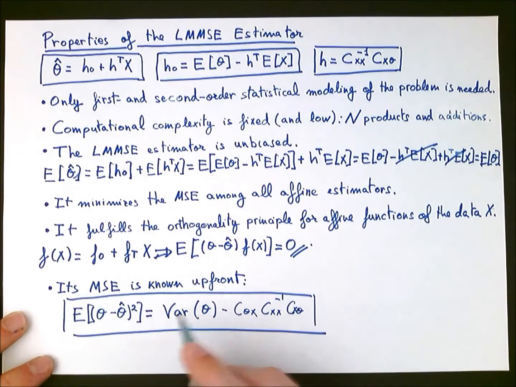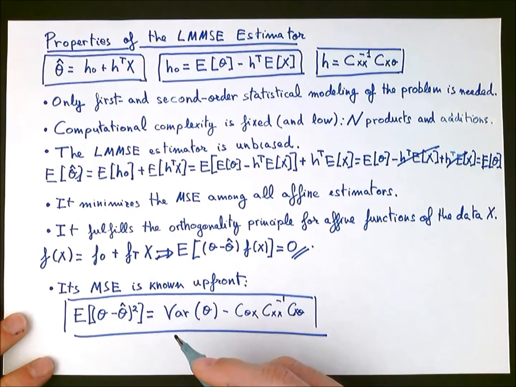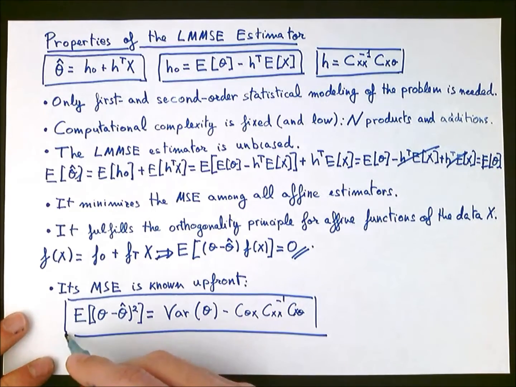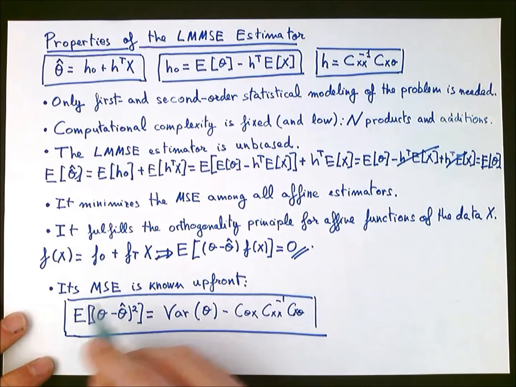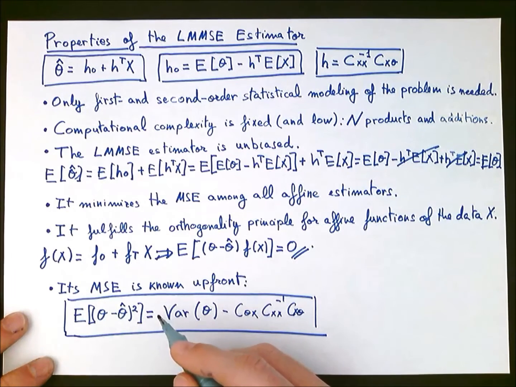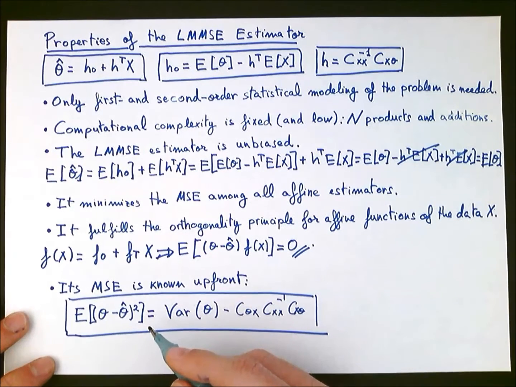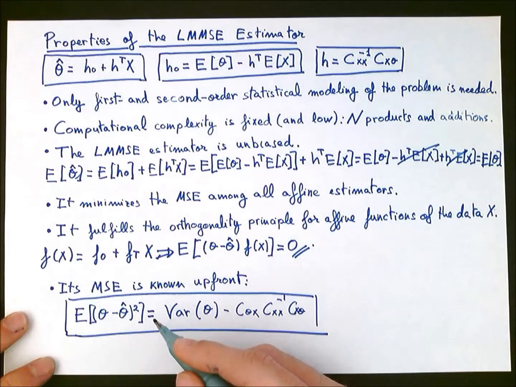The use of this property is that if we are considering implementing an LMMSE estimator for a given problem, we can know in advance, before implementing and testing the estimator, what is the level of accuracy that we can expect by applying an LMMSE. Therefore, we could decide whether the LMMSE is a good choice for the problem at hand, or whether we would rather use other types of estimators, for instance, nonlinear estimators.